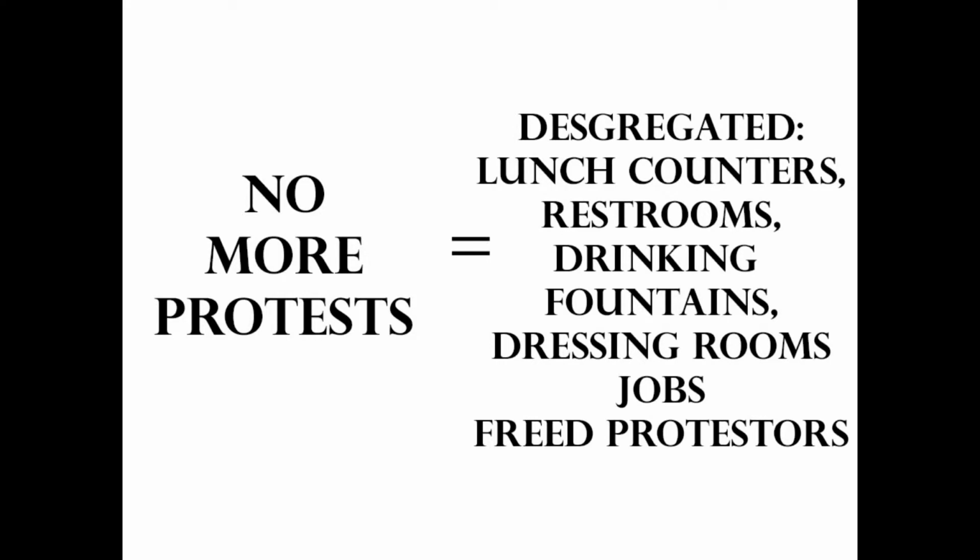Eventually, Birmingham thought enough was enough and had Burke Marshall help settle things. In return for no protests, Birmingham desegregated lunch counters, restrooms, drinking fountains, and dressing rooms. Black people could now be hired in stores as salesmen and clerks, and protesters were released from jail.